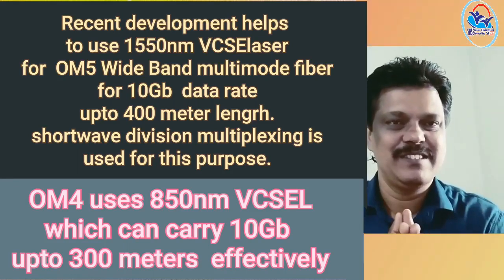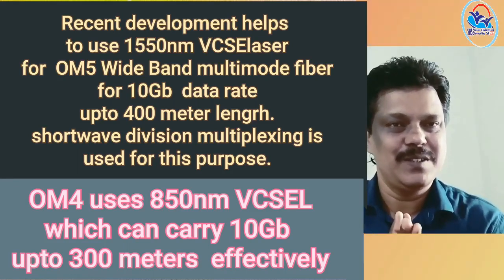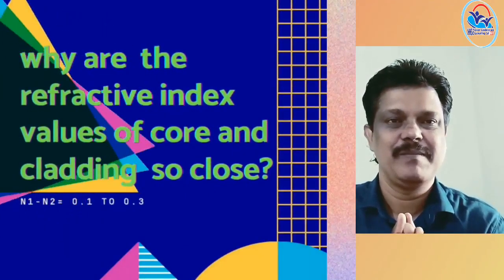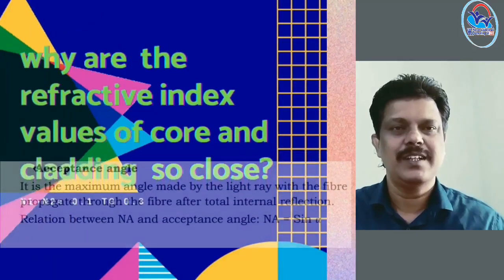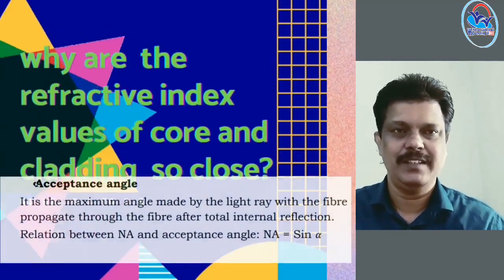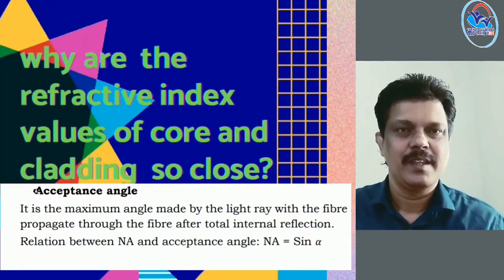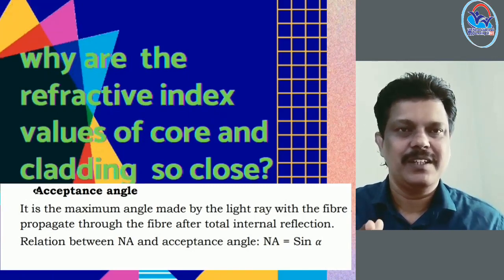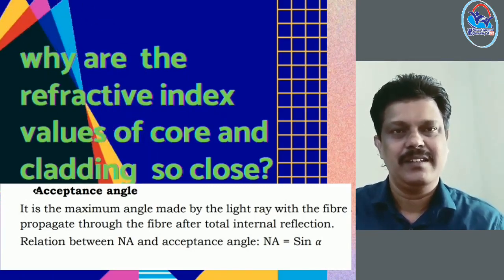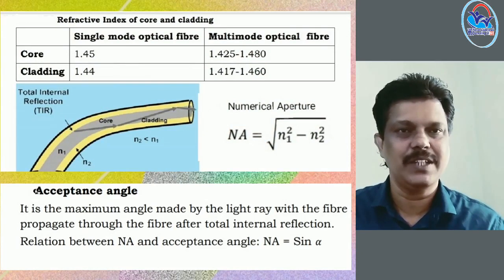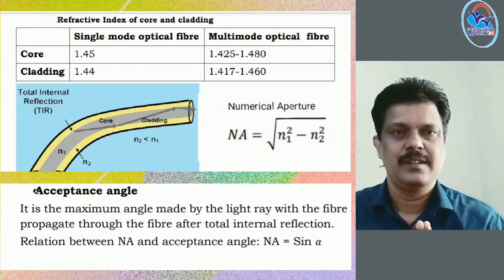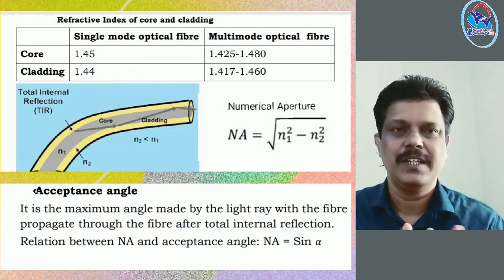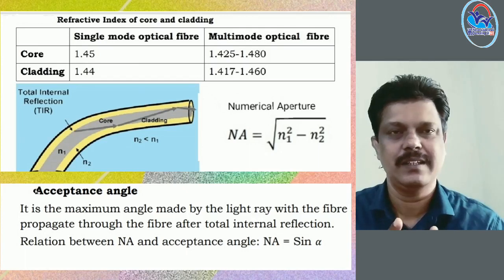Here comes another question. Why are the refractive index values of core and cladding so close to each other? That is an interesting question. We know that as per the ray theory of light, light traveling from a media of larger refractive index is getting reflected at a media which is having a lower refractive index. In order to get total internal reflection, we have to have differences in the refractive index between the core and cladding.